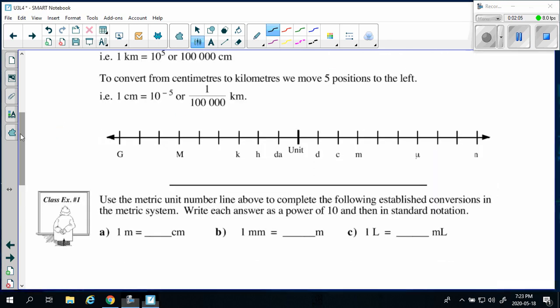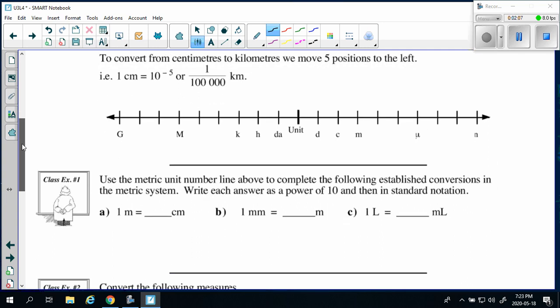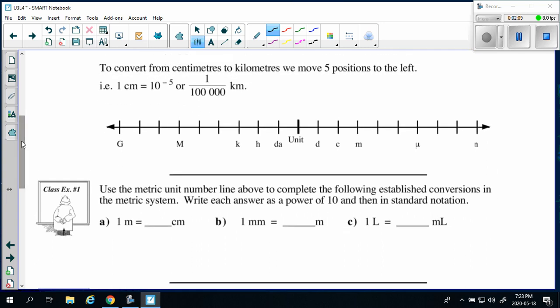In class example number 1, they're asking us to use a number line, metric unit number line, to complete the following. So this is a number line that actually shows all the different steps by powers of 10 to get from the unit to giga and the unit to nano. And they haven't skipped any steps, so this is actually 9 steps away from the unit to get to nanometers. So the unit could be meters, could be grams, could be liters, could be something else.